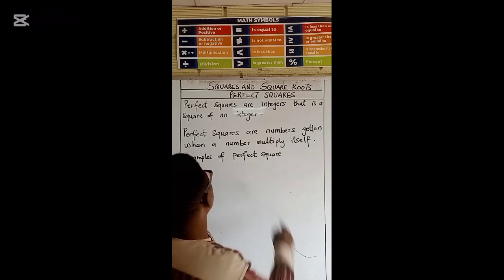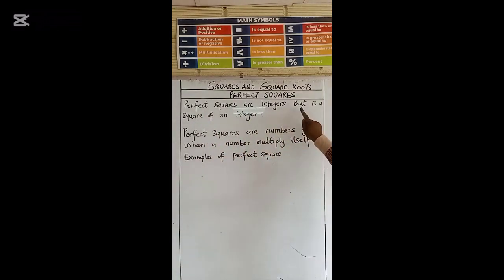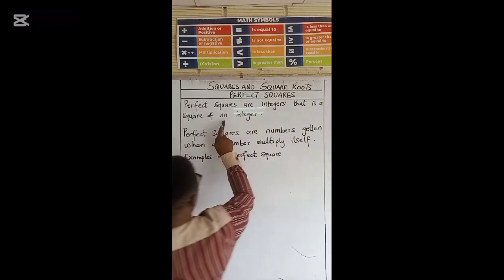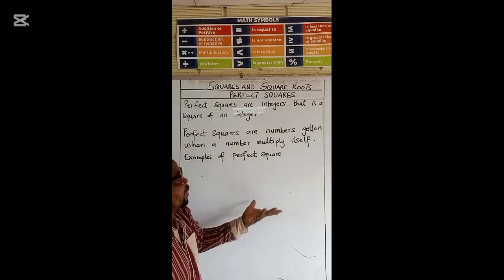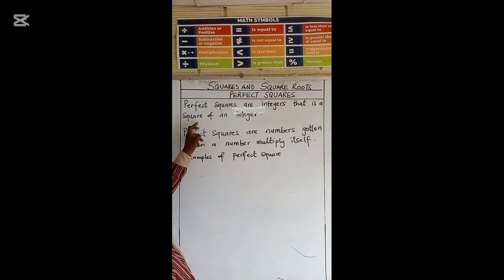Now, perfect squares are integers that is a square of an integer. Okay, let us look at that one too. It says perfect squares are integers, that is whole numbers, that is a square of an integer. We know 1 is an integer, so square it. 2 is an integer, square it. 3 is an integer, square it. 4 is an integer, square it. 5 is an integer, square it. 6 square, 7 square, 8 square, 9 square, and so on.